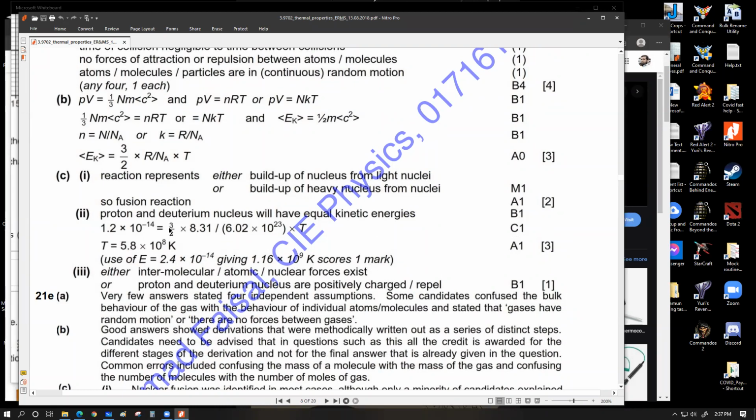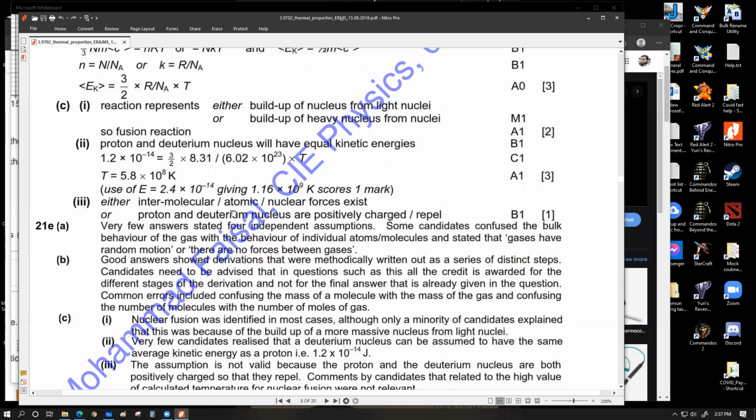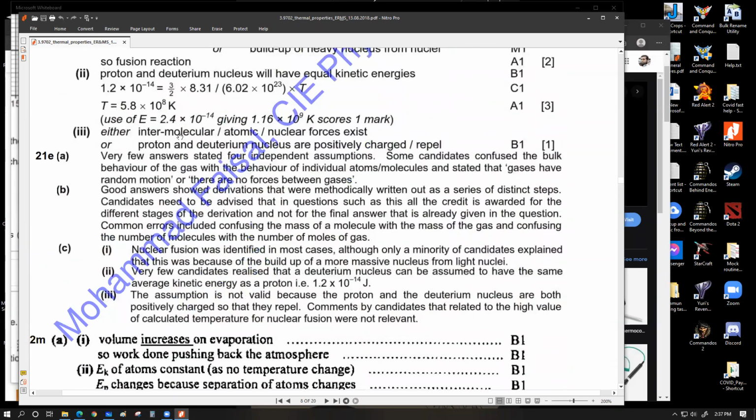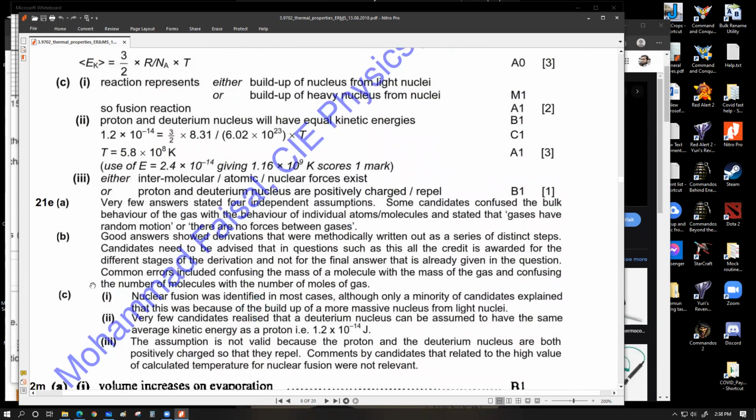That is the total energy of two particles, whereas in the equation EK, this is the average kinetic energy of one particle. So if someone forgets to compare these two variables, they're only going to score 1 mark. Pretty logical. The examination report says actually number 2: very few candidates realize that a deuterium nucleus can be assumed to have the same average kinetic energy as a proton, that is 1.2 × 10⁻¹⁴ joule.